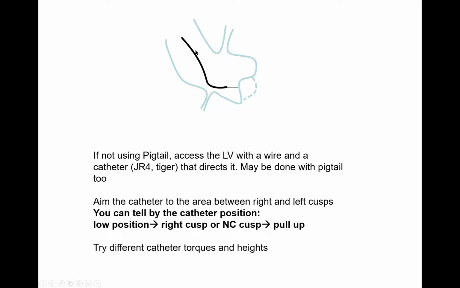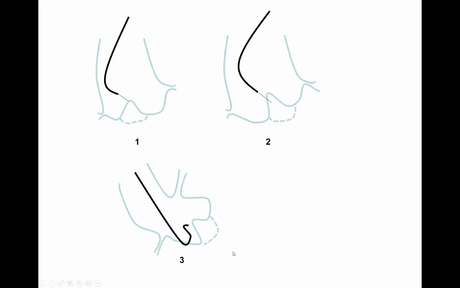One mistake that we do commonly, especially from radial, where we have problems getting into the LV, is that our catheter is stuck in the right cusp and we keep advancing that wire into the right cusp and looping it in the right cusp. You have to try to free that catheter up and advance the wire in between the right and left cusp. So whenever you're struggling with accessing the left ventricle, it's oftentimes that you're looping low in the right or non-coronary cusp. You need to get up a little bit, free it, and re-advance. You try different catheter torques and heights.